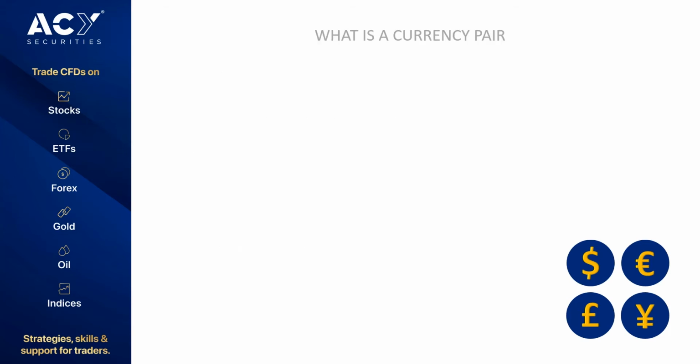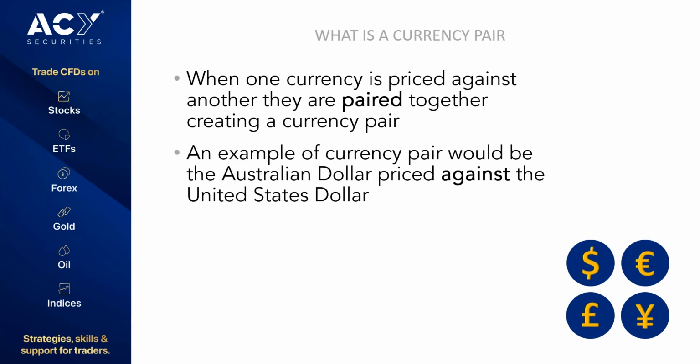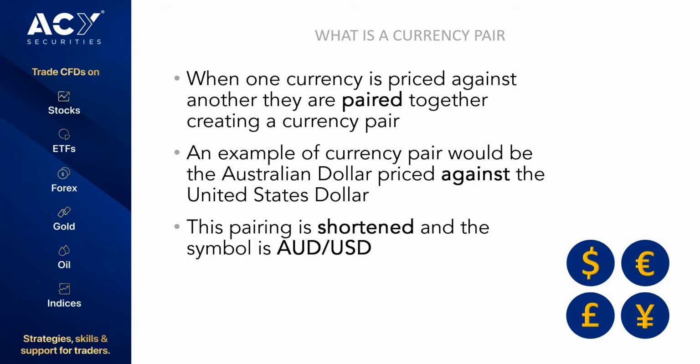Now moving on from the major currencies, the next topic is all about currency pairs. When one currency is priced against another, they are paired together, creating a currency pair. An example of a currency pair would be the Australian dollar priced against the United States dollar. This pairing is shortened and the symbol is AUD/USD. So currencies are traded in pairs.